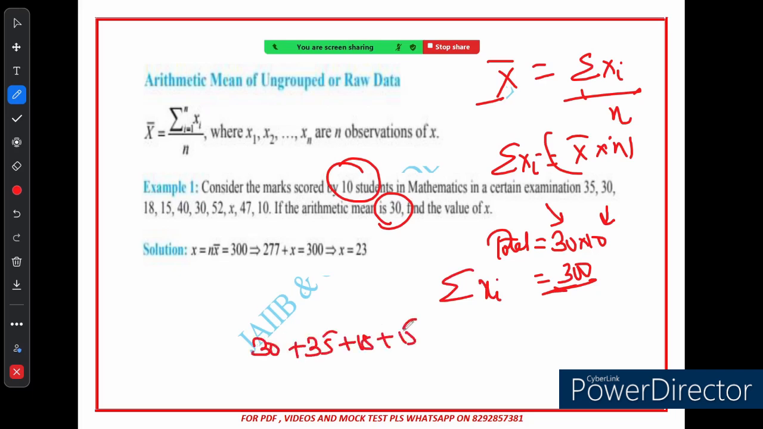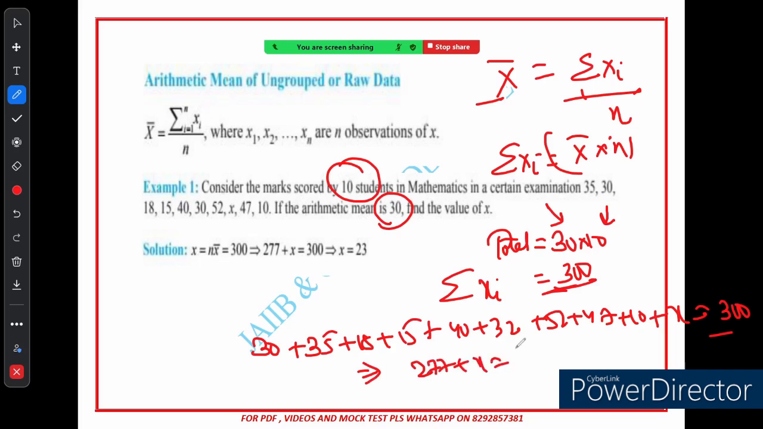It is 30, 18 plus 15 plus 40 plus 32 plus 52 plus 47 plus 10 plus x is equal to 300, isn't it? You add all of them. After addition, you get 277 plus x is equal to 300. So x will be 300 minus 277, which gives us 23. This is a kind of linear equation which you can frame.